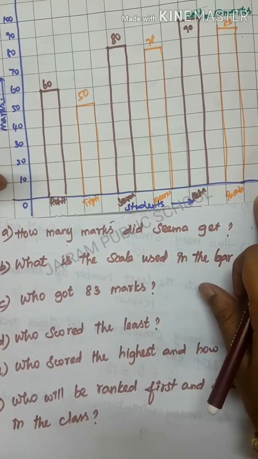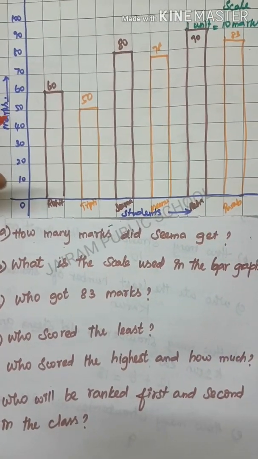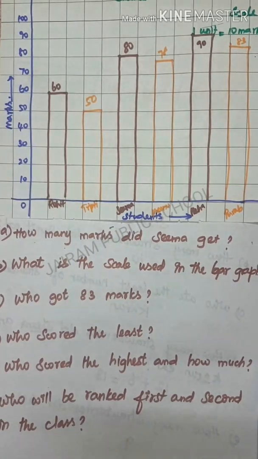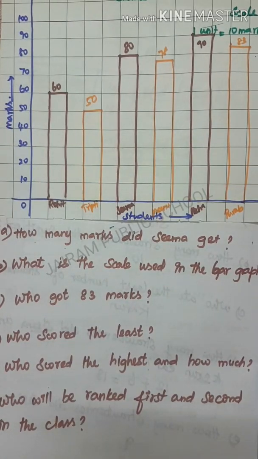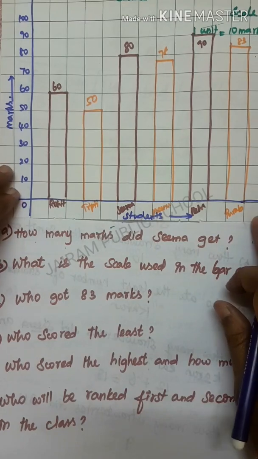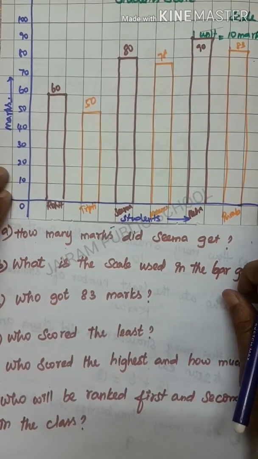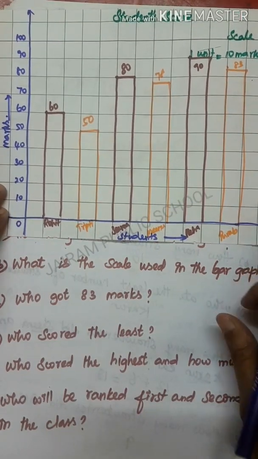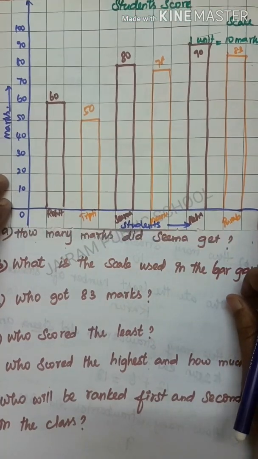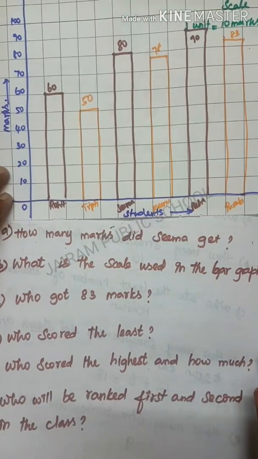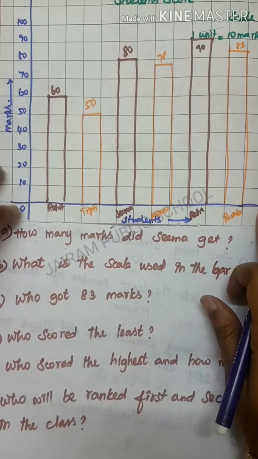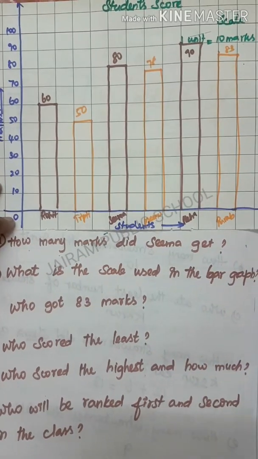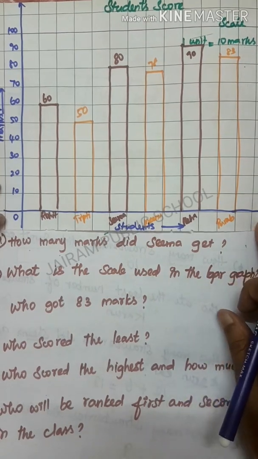Now keeping the bar graph, we're just going to answer all the questions. Listen to me carefully. So first we analyzed the bar graph completely, right? So here we have the title, we have the scale, and the data we took in horizontal and vertical lines, and also student score, everything we marked. Yes, now we are going to answer the questions.